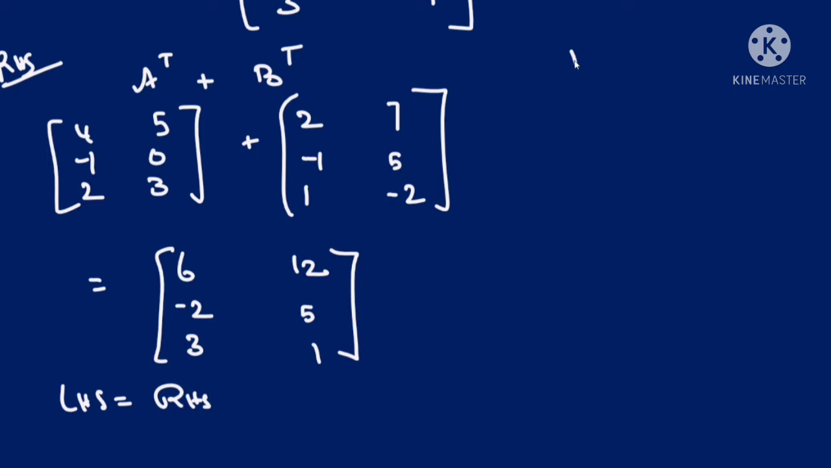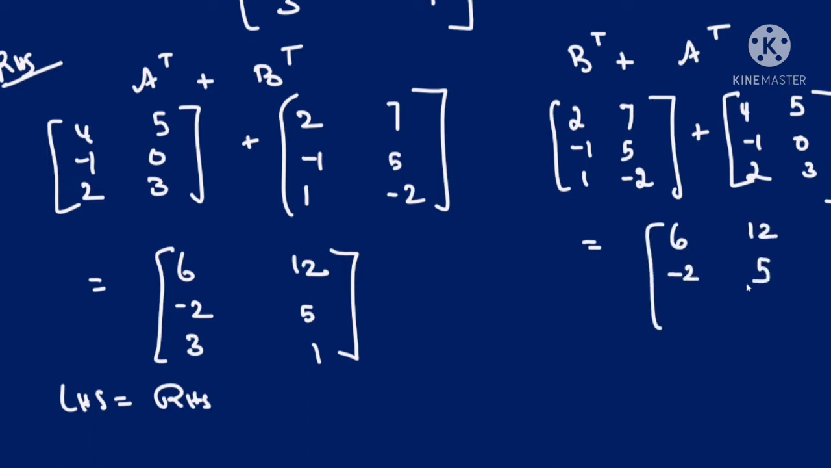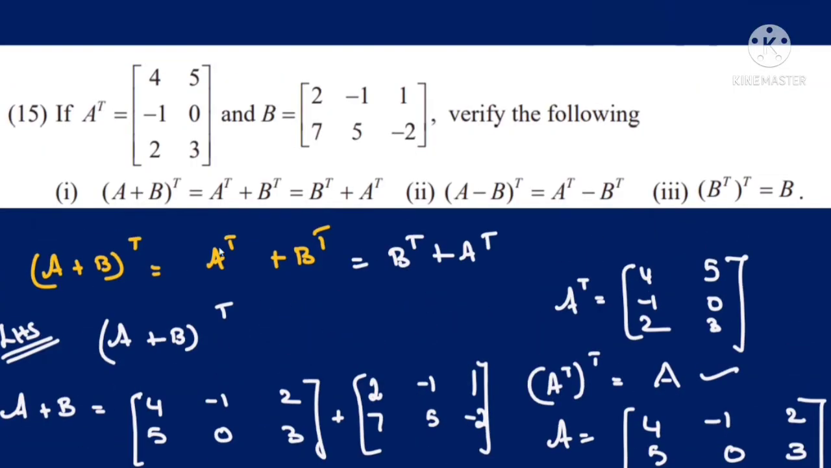What about B transpose plus A transpose? Same thing you will get, right? What is B transpose? 2, 7. Write B transpose first, 1, -2, plus A transpose, 4, 5, -1, 0, 2, 3. So it is equal to 6, 12, -2, 5, 3, 1. So we have now proved the first part of the question, that is (A + B) transpose is equal to A transpose plus B transpose.